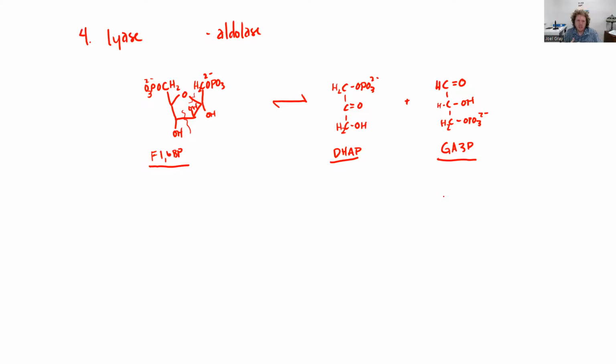Each one of these 3-carbon molecules ends up with a phosphate. But the key here is that lyase is doing this without any sort of additional water. It's breaking these carbon-carbon bonds, this carbon-oxygen bond, without any sort of water to drive the reaction.